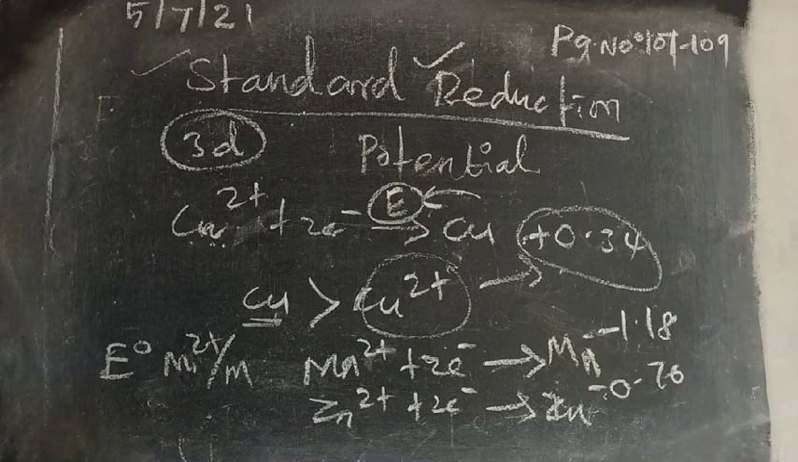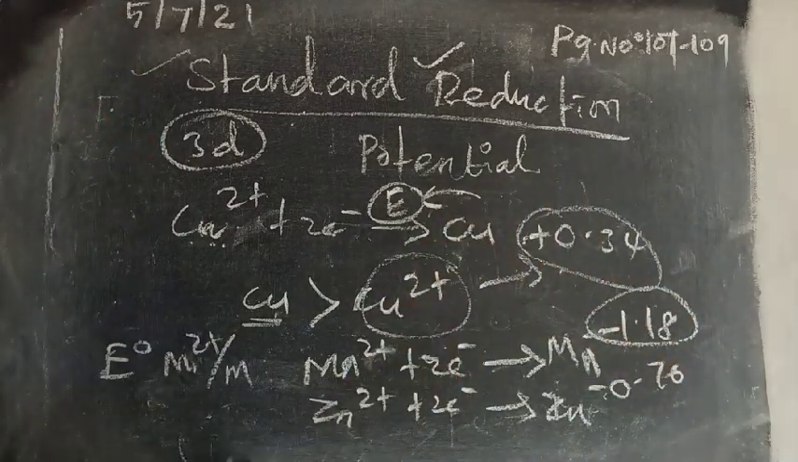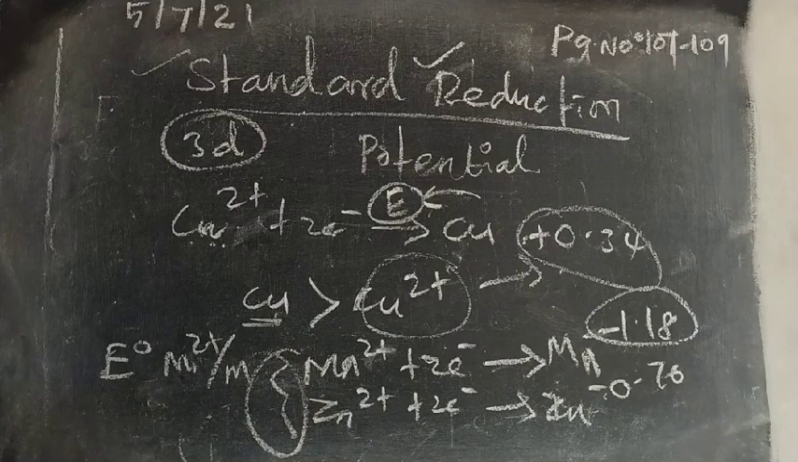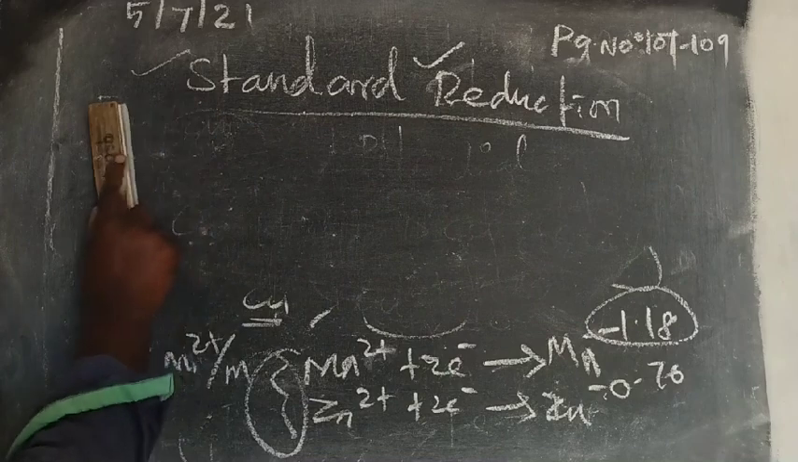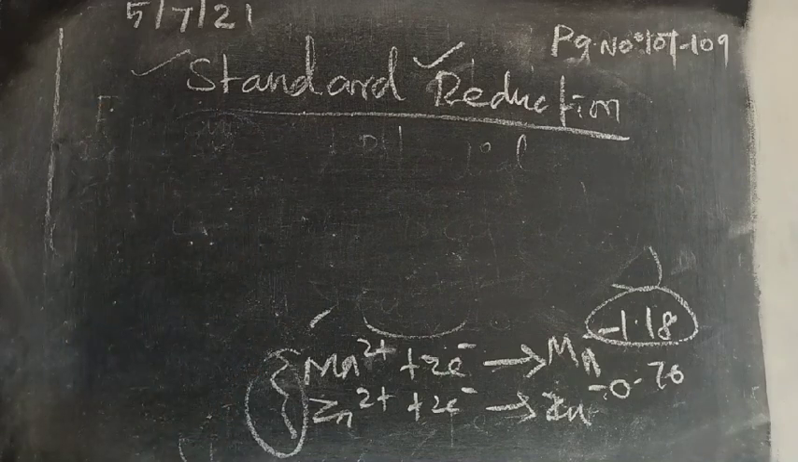Minus 0.76. If you compare the previous one, above zinc we have plus 0.34. At the same time, for manganese, if you compare, the one above is minus 0.91, the one below is minus 0.44. So in between we have minus 1.18. It is unique. So these two are exceptions. Why do these two differ, not following the regular trend of standard reduction potential values? We can see it depends upon their electronic configuration.